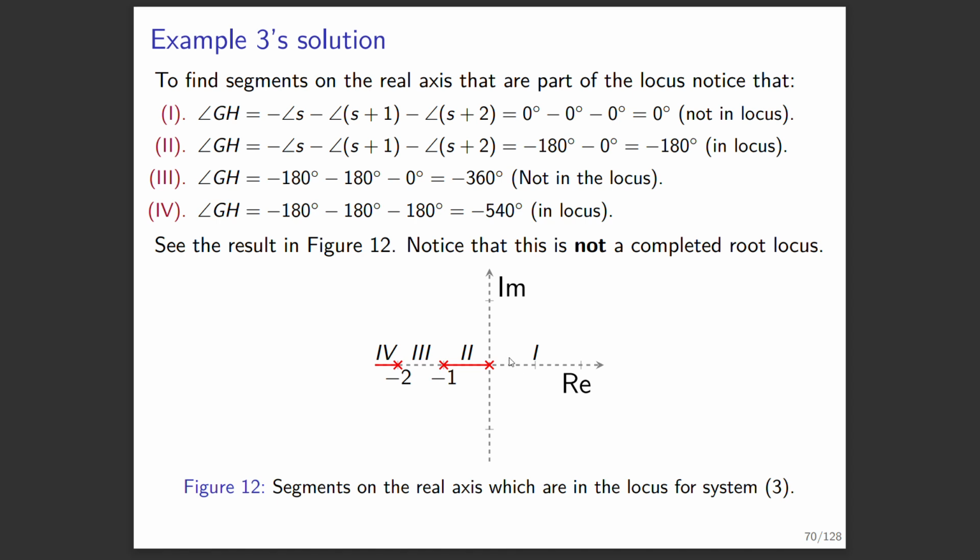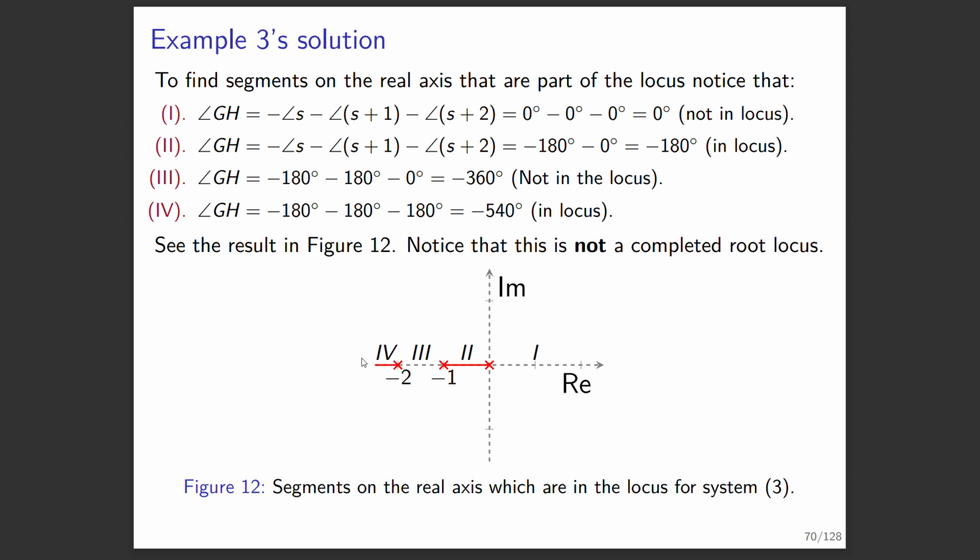So here the segment number 1 has nothing at the right hand side of it, so it's not in the locus. This segment 2, between this pole and this pole, has one pole on the right hand side of it. So this segment is going to be in my locus. This segment number 3 has 2 poles and no zeros on the right hand side of it. So segment 3 is not in the locus.